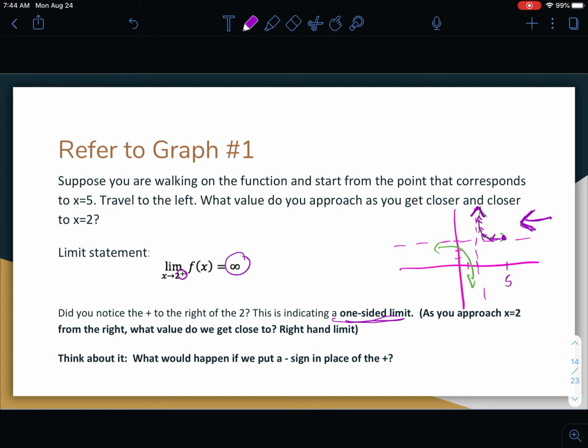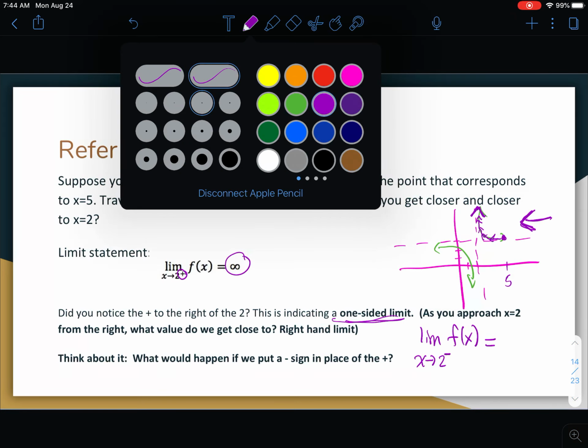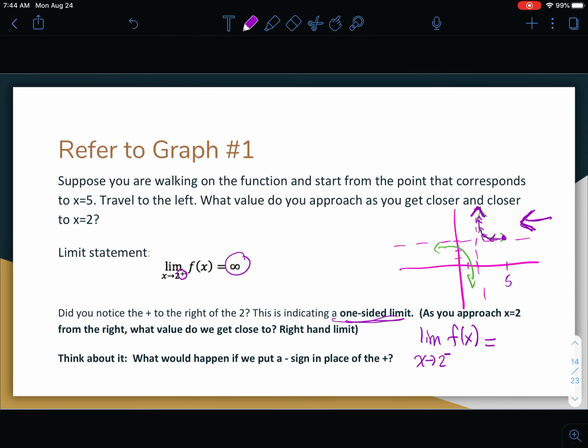get close to? Now let's try this with the left-hand limit. As x approaches 2 from the left, that's not a negative 2, that's approaching 2 from the left of the function f of x, this equals what? So let's go ahead and give this a try. So let's say I start here, and I'm coming in and I'm getting closer and closer. Remember, we're thinking of the x values, closer and closer to 2.